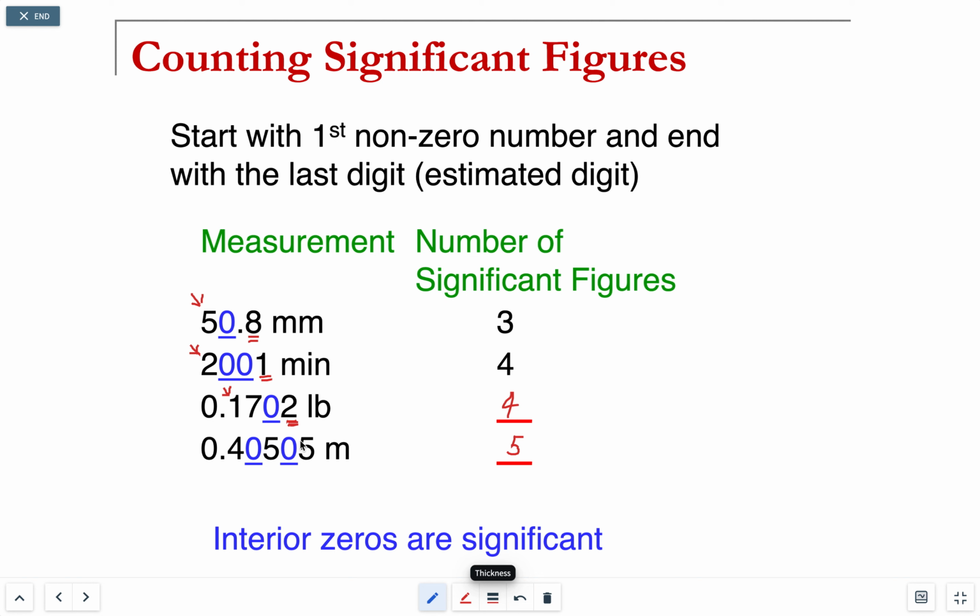Now, there is one thing that we haven't talked about yet, that there's a certain exception for that last digit. If the last digit is a 0, there's some more rules that we need to look into. So we're going to talk about those next. But just to paraphrase what we're talking about here, we know this value to plus or minus 0.1 millimeters. We know this to plus or minus 1 minute. We know this to plus or minus 0.0001 pounds. And we know this value to plus or minus 0.00001 meter. Okay?